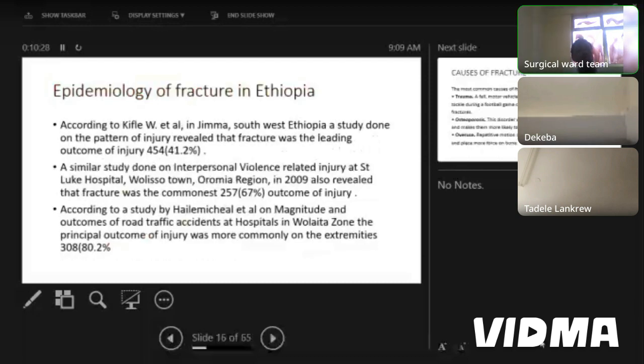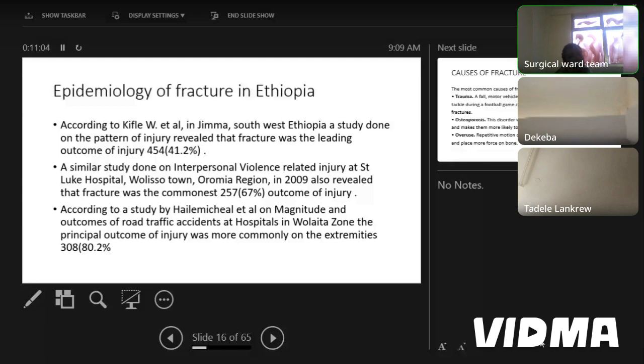When we come to the epidemiology of fracture in Ethiopia, according to Keble W. et al. in Jimma, southwest Ethiopia, a study on the pattern of injury revealed that fracture was the leading outcome of injury, 454 or 41.2%. A similar study on interpersonal violence related injury at Sister Luke Hospital, Wadiso Town, Oromia region, in 2009 also revealed that fracture was the commonest, 2,257 or 67% of outcomes of injury.